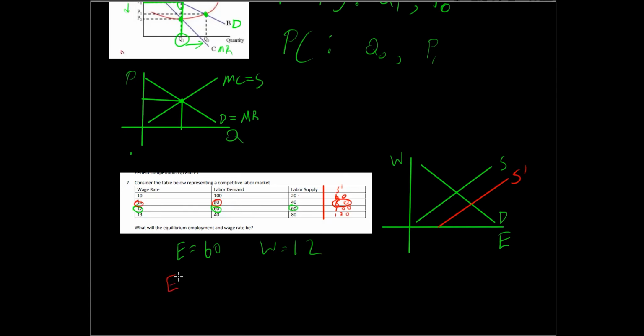So employment has actually increased to 80, but at a lower wage rate of 11. And that should correspond with our graphical analysis here. So let's do that real quick. So our initial outcome is the green lines, the subsequent outcome is the red lines. And we can see that wage rate declines and employment increases, just like we found whenever we were investigating the table. So any questions on that one?